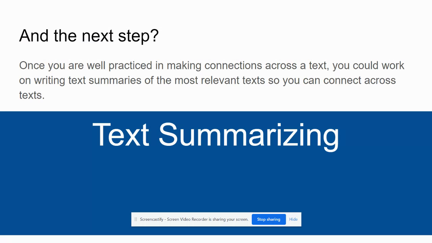You would move on and continue to do that across the text. Once you've become practiced in making connections across a text, one next step might be to write some text summaries and start to make connections across a variety of texts.